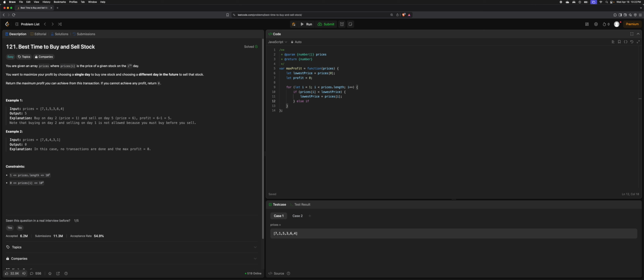Otherwise, if prices[i] minus the lowest price is greater than the profit, so as we're tracking through that, if like 5 minus 1, or if 6 minus 1 is greater than 5 minus 1, then we're obviously going to set that profit, 6 minus 1, to that profit. So profit equals prices[i] minus lowest price.